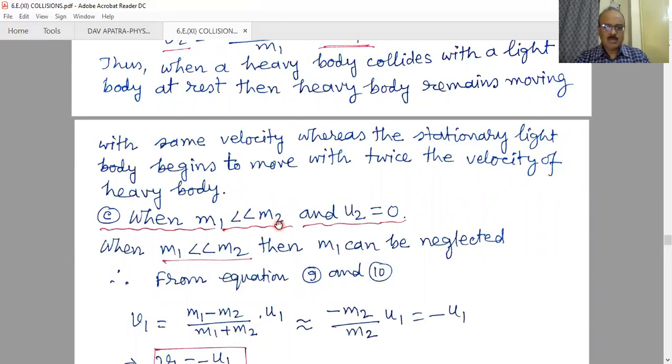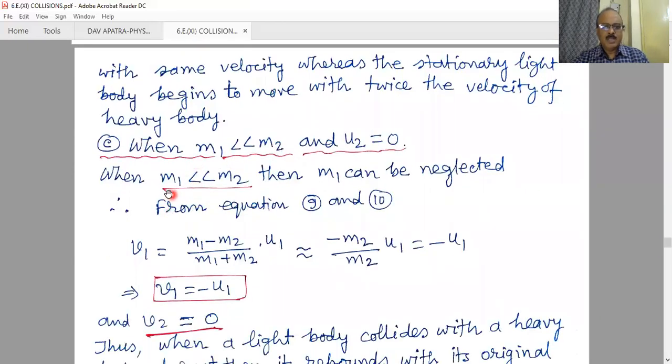Similarly, we can consider m2, which is at rest, to be very massive compared to the striking object, that is, m1 is less than m2. Then m1 can be neglected.